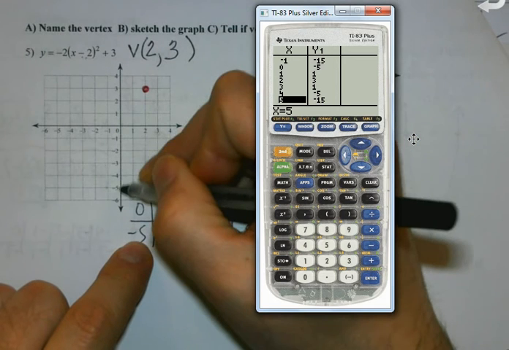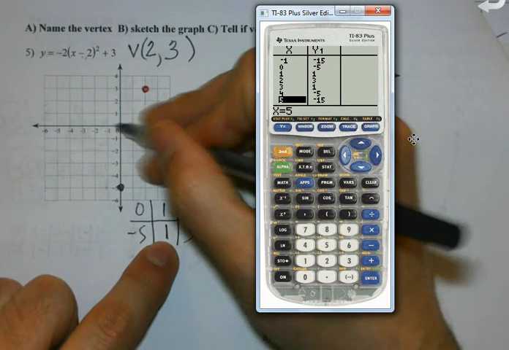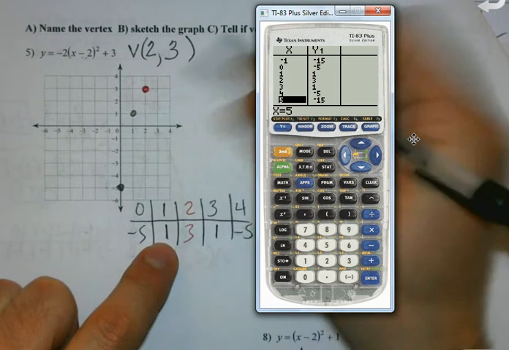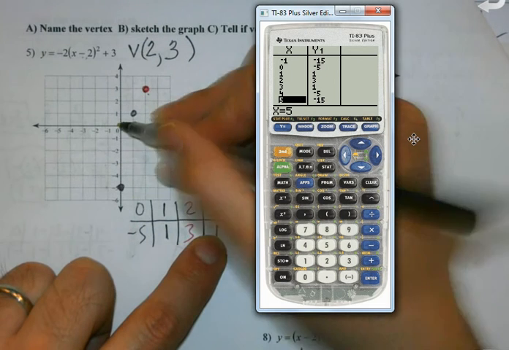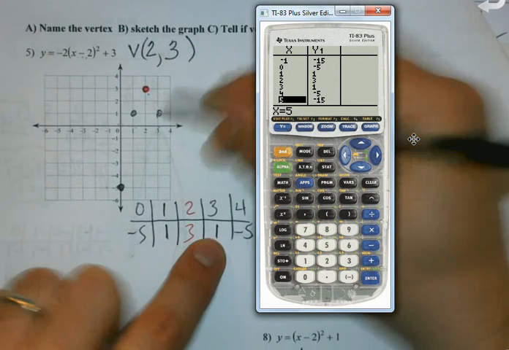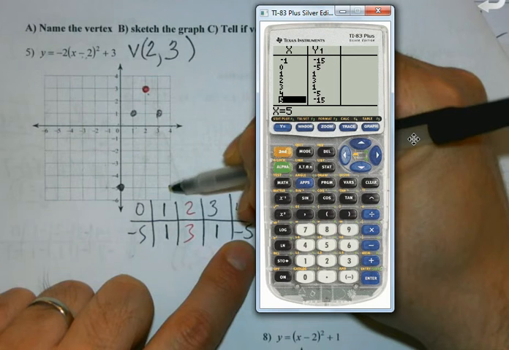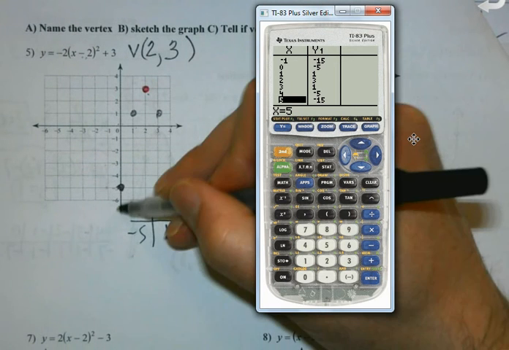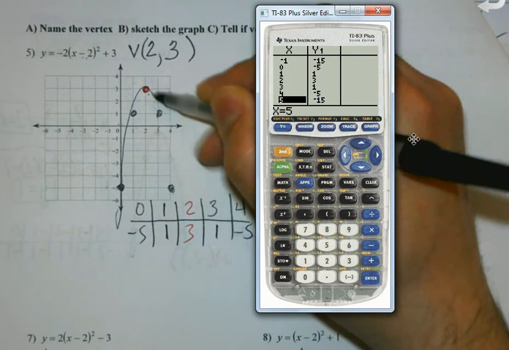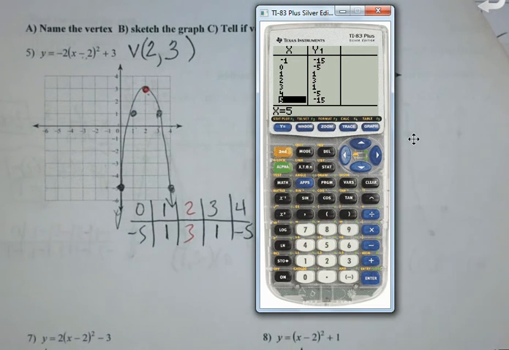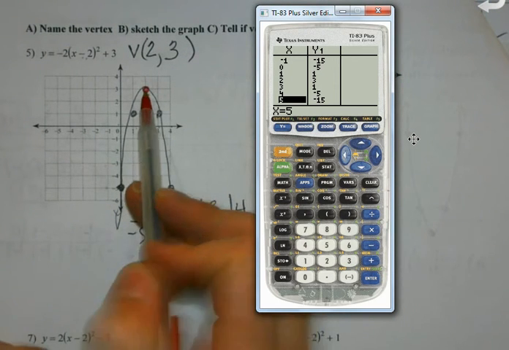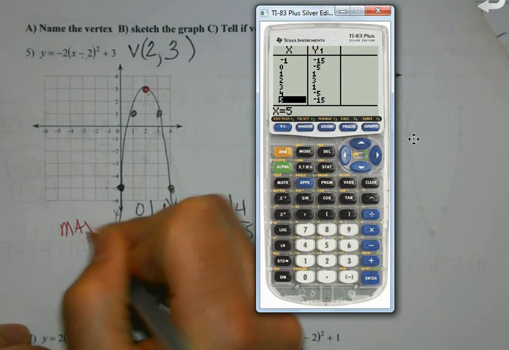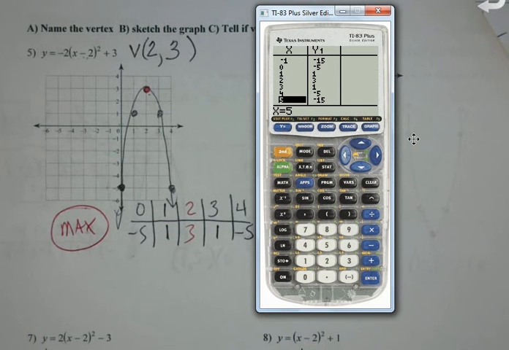So down 5, right 1, up 1. I've already got my vertex. Right 3 and up 1. And right 4 and down 5. There's my V shape, upside down this time. Sketch the graph, and then it's a maximum because my vertex is at the top. And again, read carefully on these. I'm going to put the instructions the exact same way tomorrow in the quiz. Not going to change anything around.